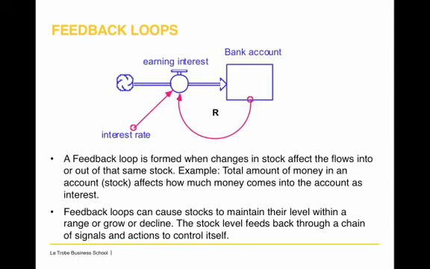However, as we saw early on, stocks rarely only increase. There tends to be a mechanism by which they decrease over time. So a feedback loop is formed when changes in stock affect the flows into or out of that same stock. For example, the total amount of money in an account affects how much money comes into the account as interest. So the more money you have in the bank account, the greater the interest, or rather the interest rate is steady. However, the interest rate has the result of compounding the amount of money you have in the bank.